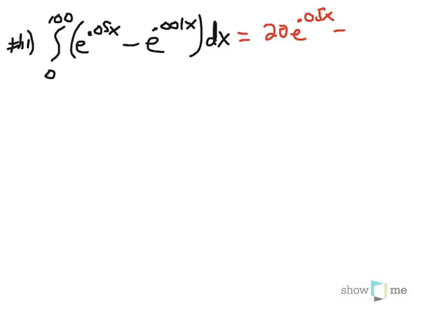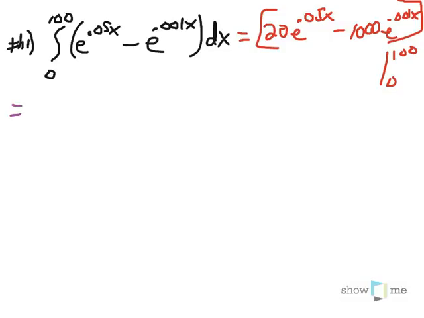Minus. The reciprocal of 1/1000th is 1,000. E to the exponent stays the same. And I ran out of room here. At the end of this, there should be the evaluated from 0 to 100. That should be right up here to the right. I apologize for that.